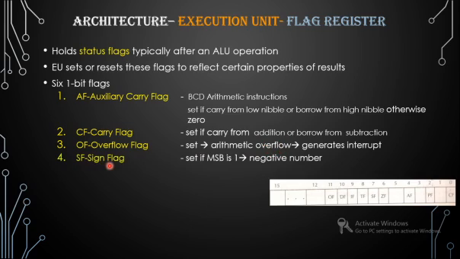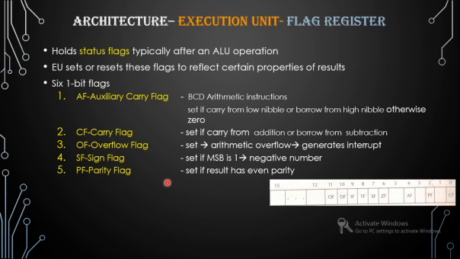The fourth flag is the sign flag, which will be set based on the most significant bit. In a word, in the bits 0 to 15, the most significant bit would be the 15th bit. So if the most significant bit is 1, then such a number will be considered a negative number. To indicate it is a negative number, the sign flag will be automatically set.